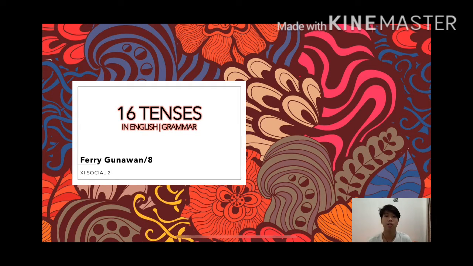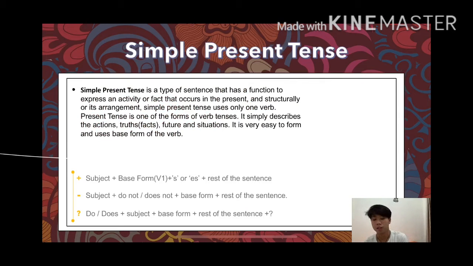Today I will present 16 tenses in English grammar. My name is Ferry Gunawan from 11 Social 2. Okay, let's begin. The first one is simple present tense.